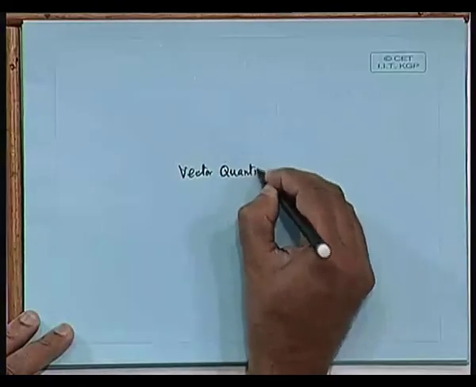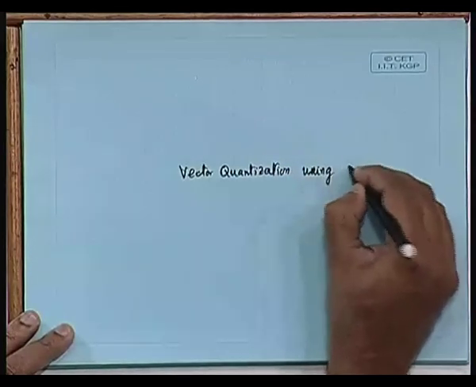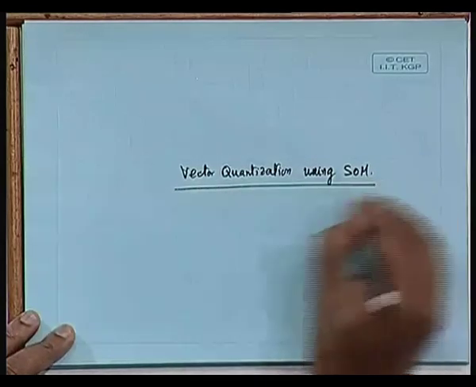Topic is vector quantization using self-organizing map. This is based on a very important property of the self-organizing map, and that's about the approximation that it makes from a continuous space to the discrete output space. Okay. So, making use of that property, what is known as vector quantization can be carried out.